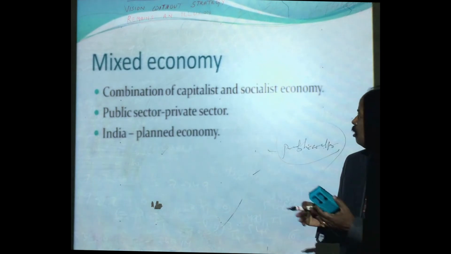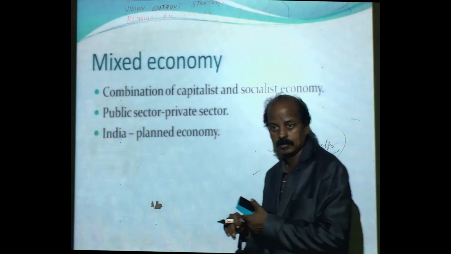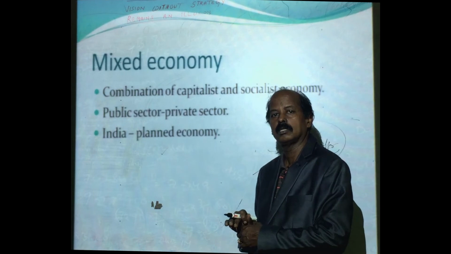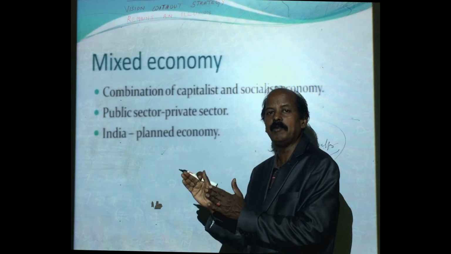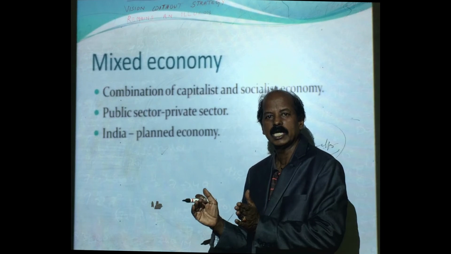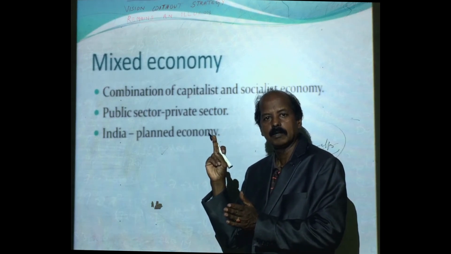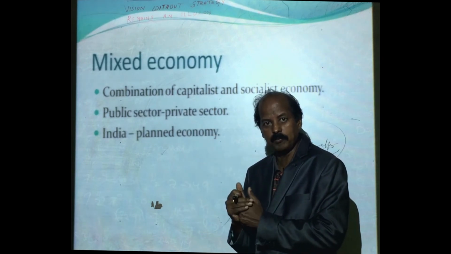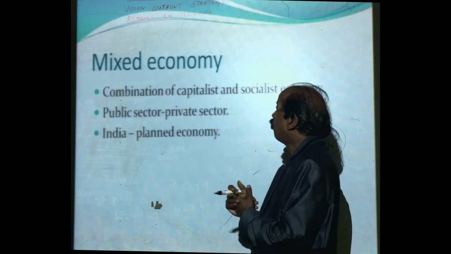Next, the third economic system is mixed economy. As we have already seen, there are two economic systems, namely capitalist economy and socialist economy. As I have already told, in capitalist economy, private sector plays key role, whereas in the socialist economy, public sector plays key role.